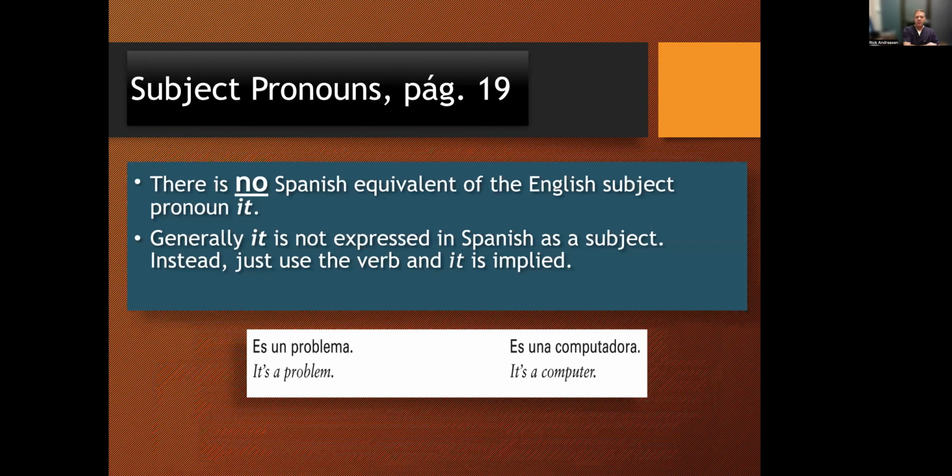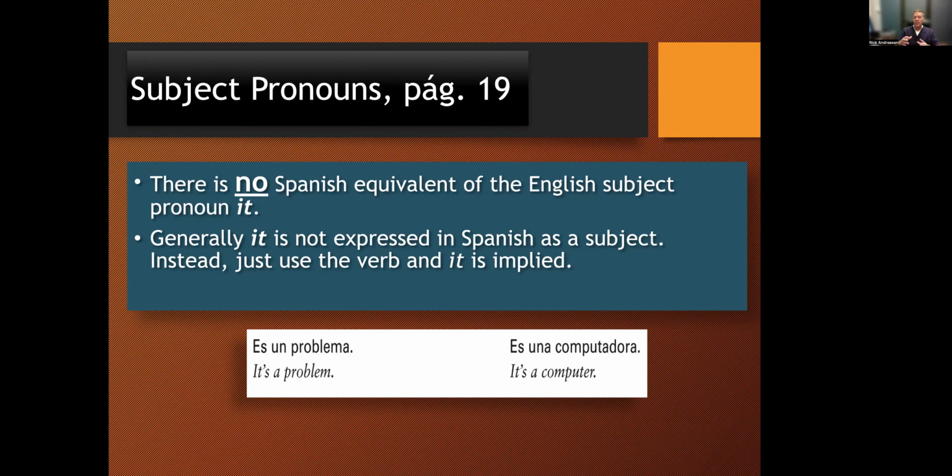Now, one thing that's pretty cool is there's no Spanish equivalent to the subject pronoun it. If you say things like it's raining, or it is important, or it is a dog, you just skip the it. There's no it. And we use the word es, which is a form of ser that we'll get to in just a minute. So generally, it is not expressed in Spanish as a subject.